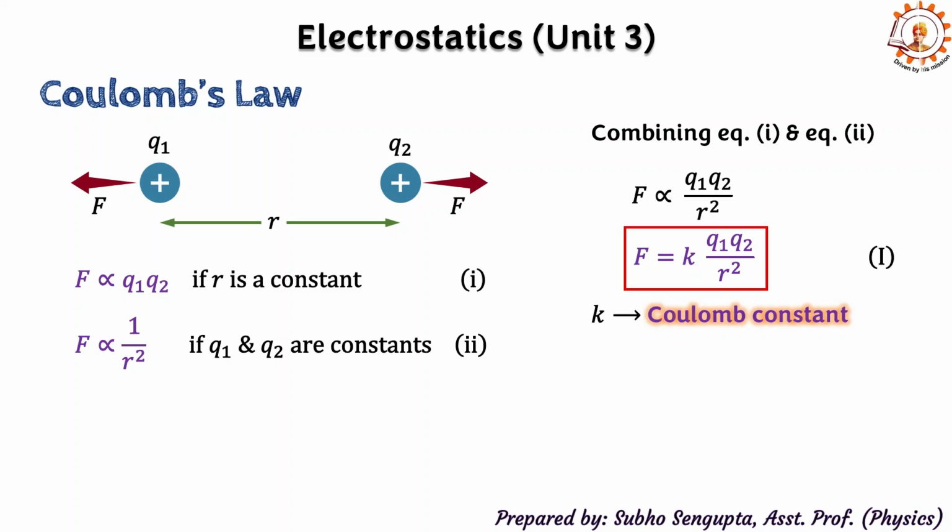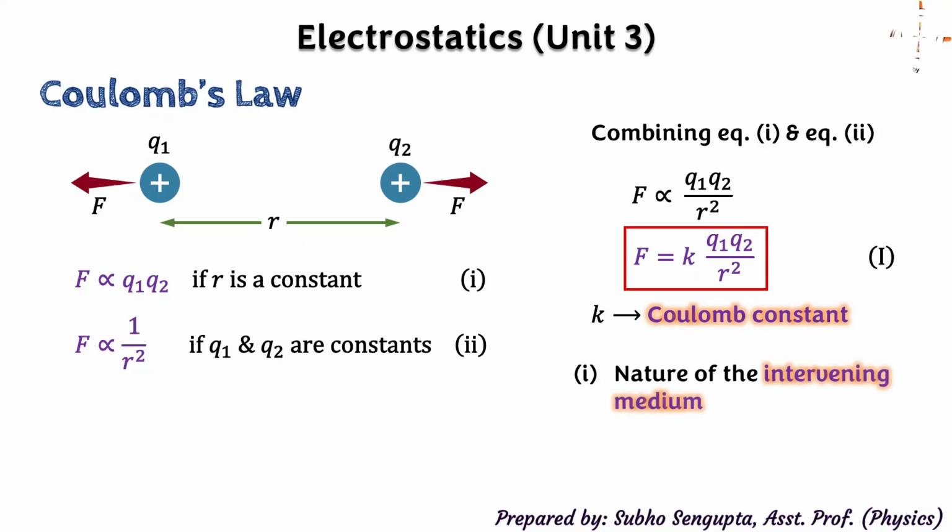Remember, it is not a universal constant, rather, its value depends upon the following two parameters. Number 1, the nature of the intervening medium, that is, the medium separating the charges, and number 2, the system of units chosen. System of units means SI, CGS electrostatic system, etc.